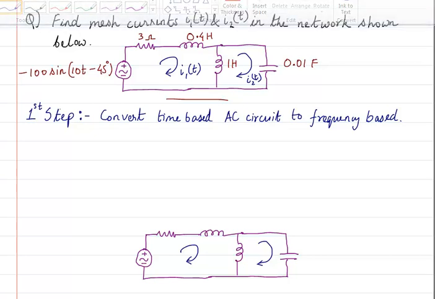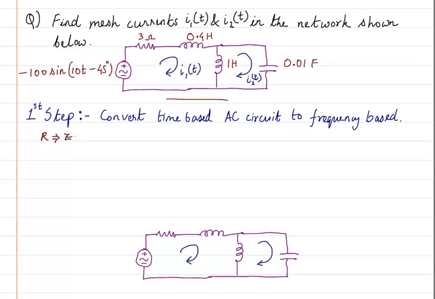Generally, for the case of a resistor, we write the impedance Z as R ohm itself. Whereas for an inductor, the impedance ZL is going to be j omega L, and for a capacitor, the impedance ZC is going to be minus j by omega C.